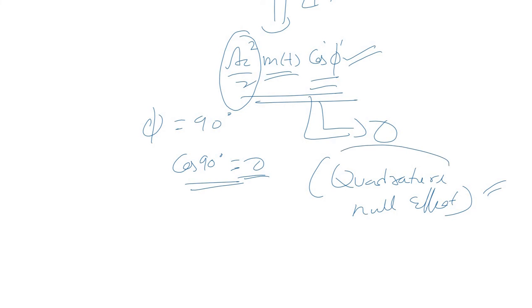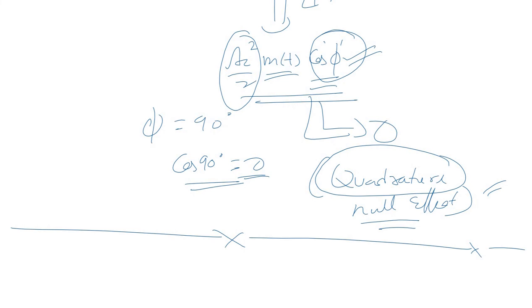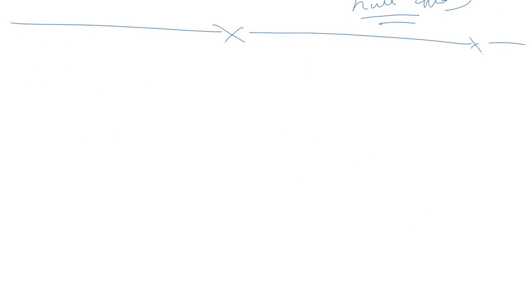Quadrature means it introduces an orthogonal phase error, and null effect means it totally distorts the signal. So depending on this phase error, cos phi is the factor introduced, and there will be some distortion in the detected signal. Now moving on to the third type of detection technique, that is the square law detectors.